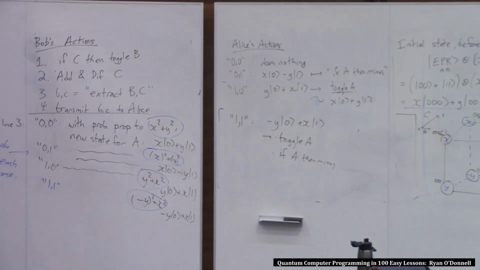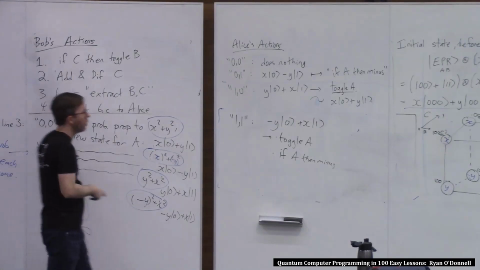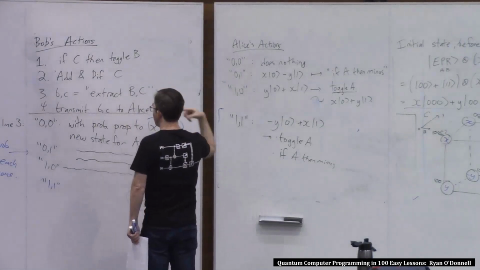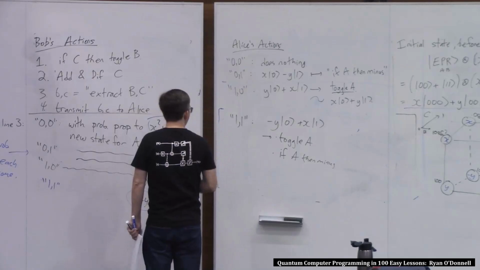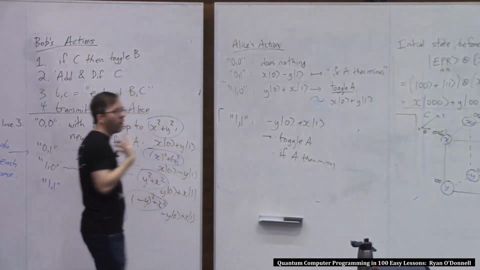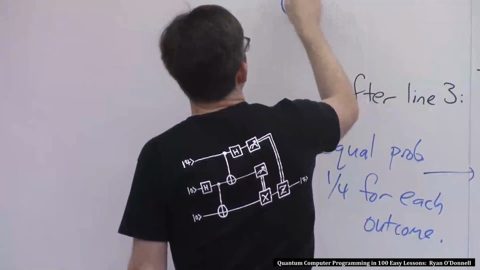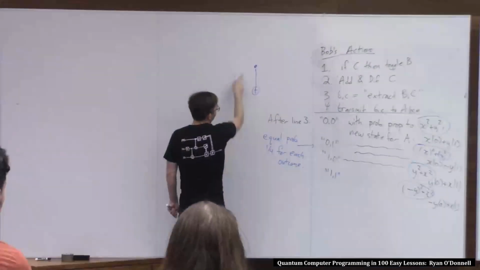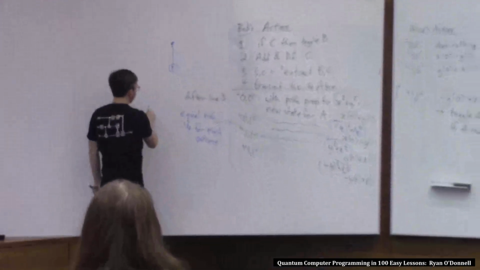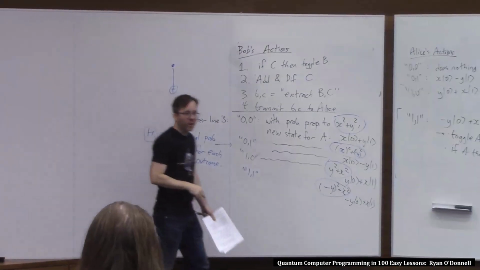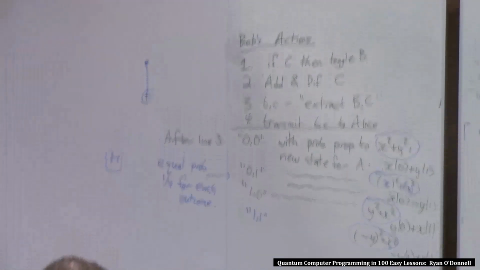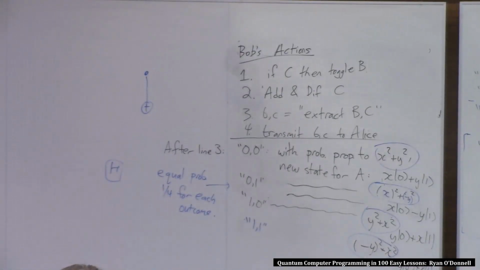Actually, all this code, if you've been staring at me this whole time, is depicted on the back of my shirt. But it's in that awful circuit diagram notation. So this means if A then toggle B, and this H is add and diff, and so forth. I'll explain all that stuff to you later. But this is how I prefer to think of it.